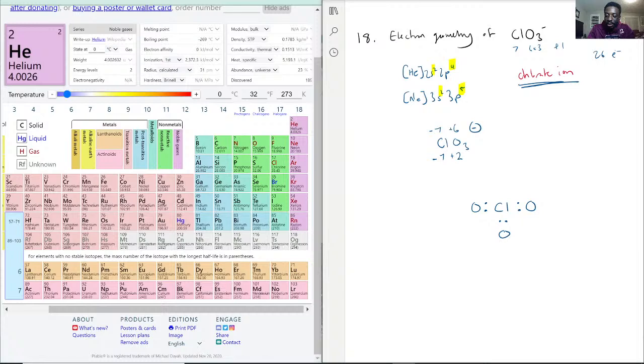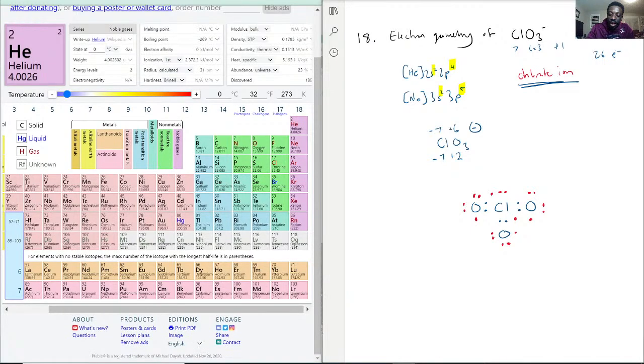Now let's fill out the lone pairs. Oxygen, because it's sharing 1 electron right now, still needs its 6 more. 2, 3, 4, 5, 6. Same thing, 2, 3, 4, 5, 6. Well, actually, I'm going to put that down here. 2, 3, 4, 5, 6. And chlorine is sharing 3 of its 7. So then we have 4, 5, 6, 7.